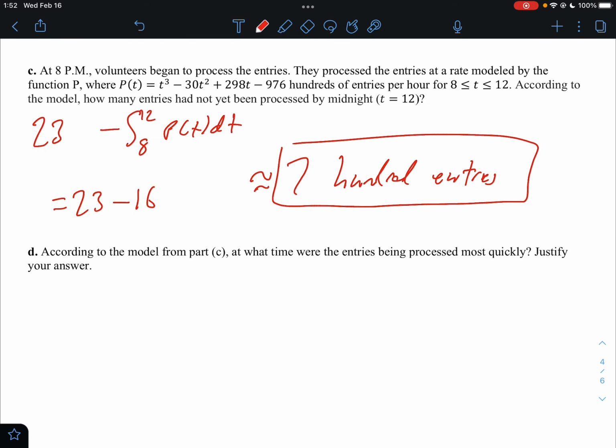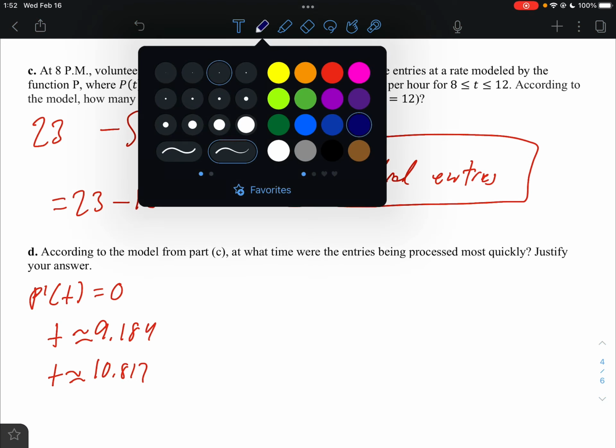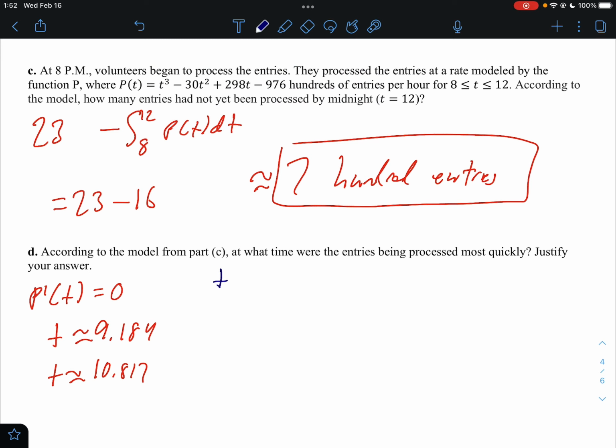Question D, according to the model from part C, at what time are the entries being processed most quickly? So we want to know when this rate was the fastest. So we should probably find P prime and set that equal to 0. If you want to take P prime by hand and set it equal to 0, you can do that. If you want to just type that in your calculator and use the graph to find those answers, that's fine. Either way, you should get two answers for T, 9.184 and 10.817.